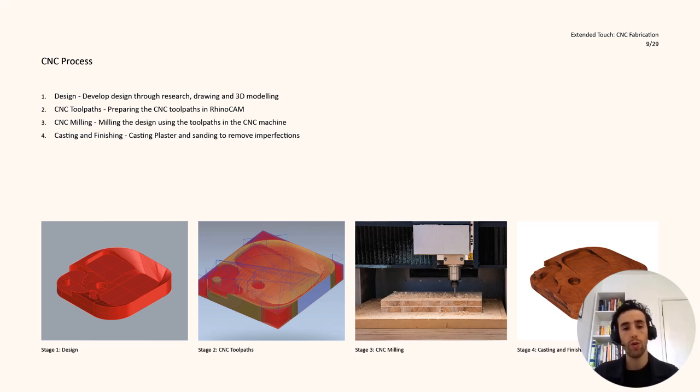Here, there are the four different stages of the CNC process. From designing to preparing CNC toolpaths in RhinoCam, CNC milling, which includes milling the design using the toolpaths in the CNC machine, and then casting and finishing, which is casting the plaster and sanding to remove imperfections, which I will talk about in further detail shortly.